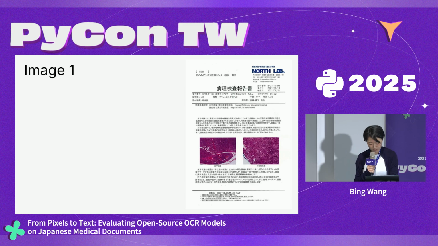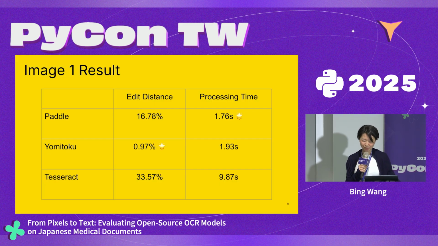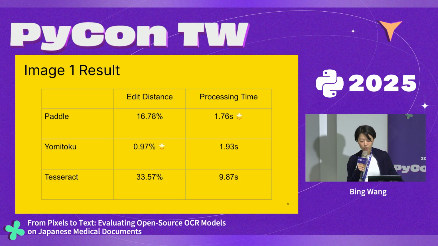So, drum roll. This is the result for this image. In terms of edit distance, again, the lower the better. Yomitoku outperformed everything else. And when it comes to processing time, Paddle is the fastest.